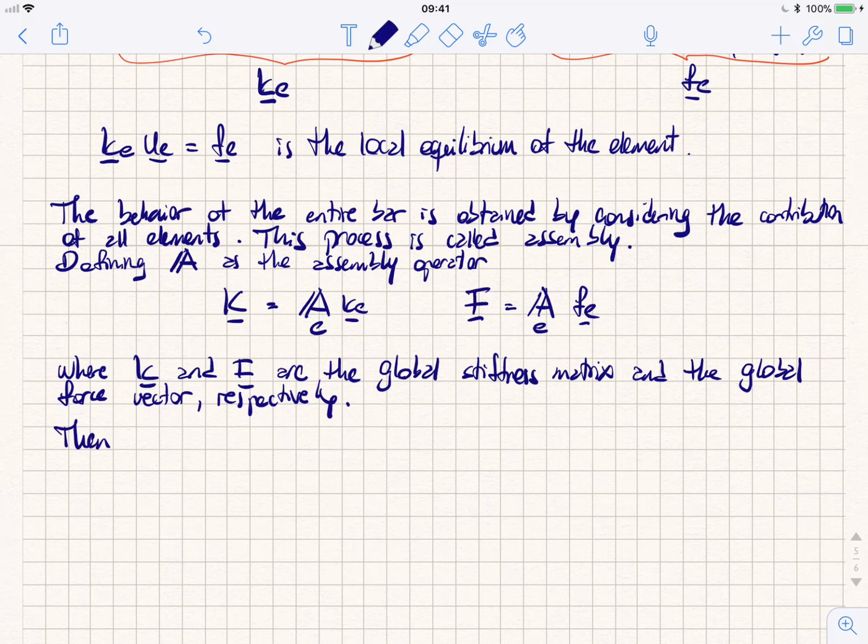Then we are left with the system that we all know: K U is equal to F, for U, which is basically the global vector of degrees of freedom in the system.